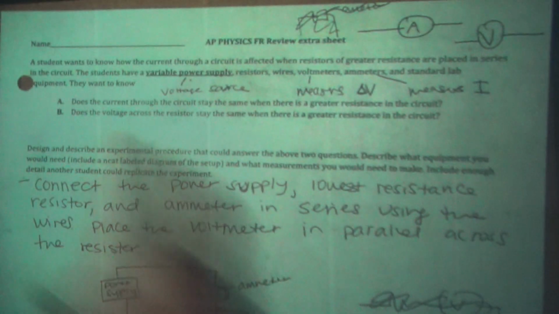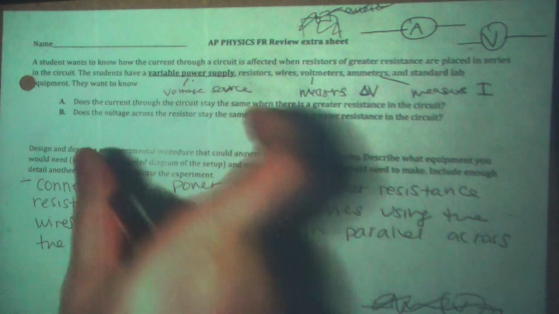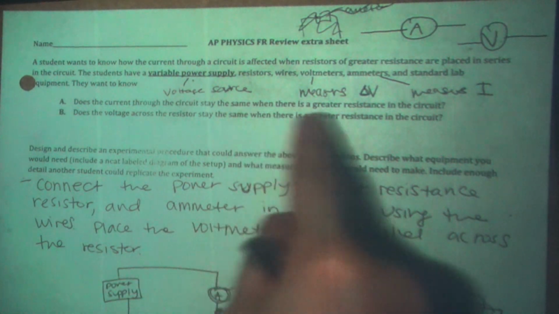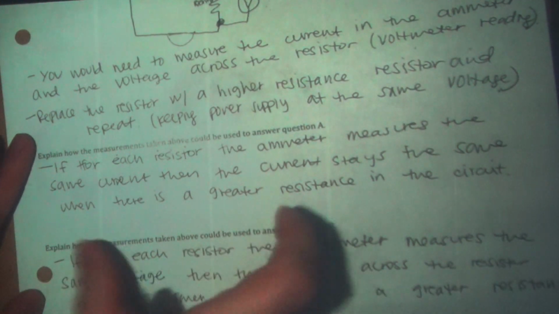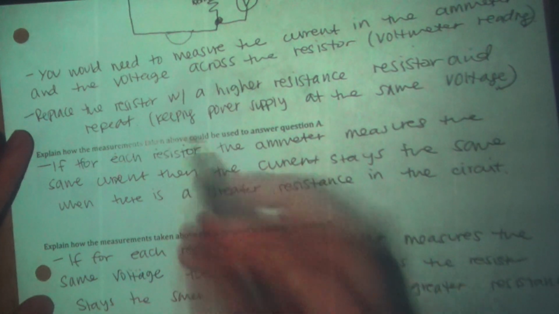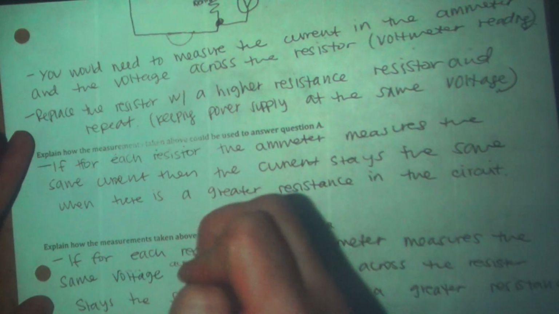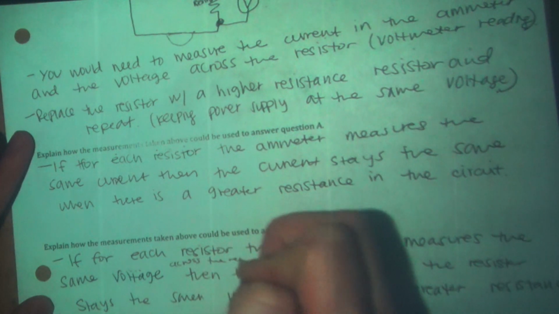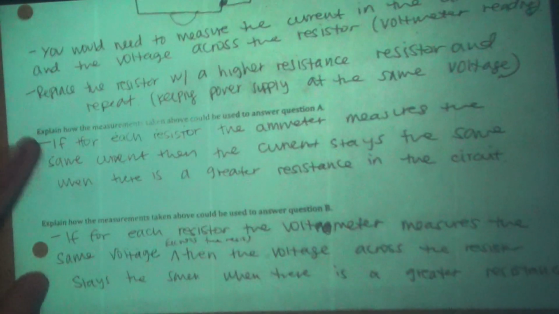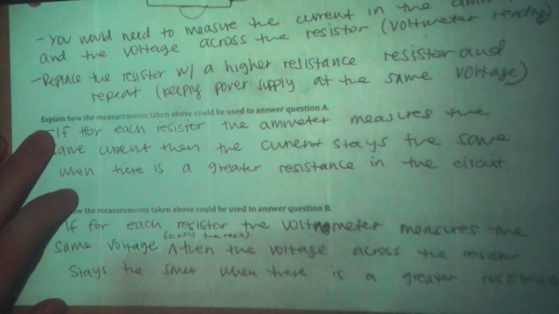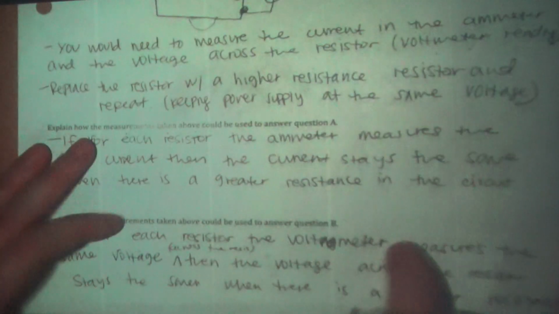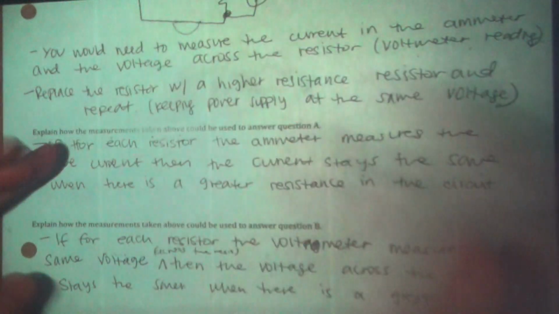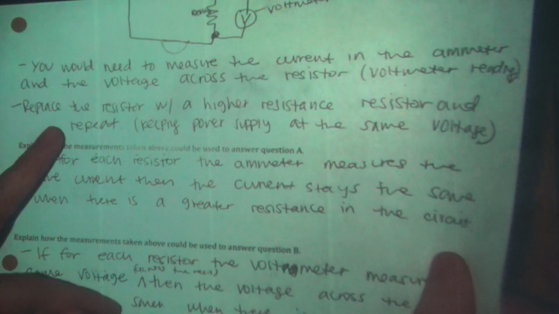Question B, does the voltage across the resistor, so it's just one, stay the same when there is a greater resistance in the circuit? So we would know if for each resistor the voltmeter measures the same voltage across the resistor, then the voltage across the resistor stays the same when there is a greater resistance. So pretty straightforward, it would be a yes or no answer based on the data that we took.